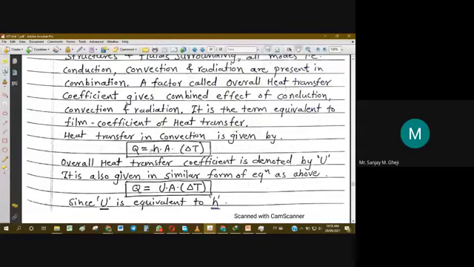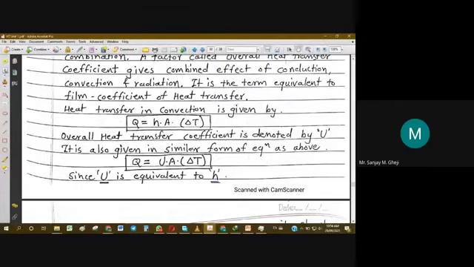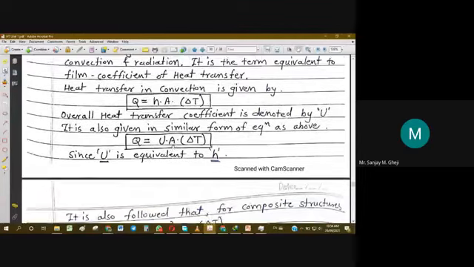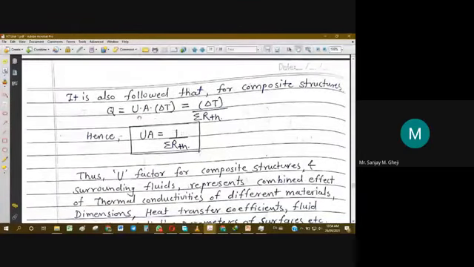So U is very similar to H, and the units of U will be the same as H. So the equation becomes Q is equal to UA delta T, only H is replaced by this factor U. Now, if we look at some composite structure, and if we apply the electrical resistance theory, we can set up the equation like this: Q is equal to UA delta T equal to delta T upon thermal resistance.